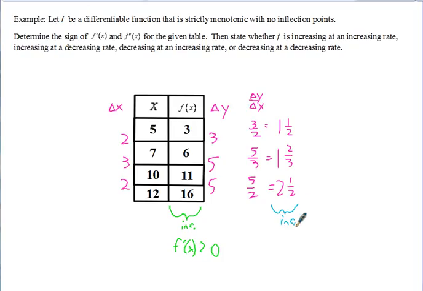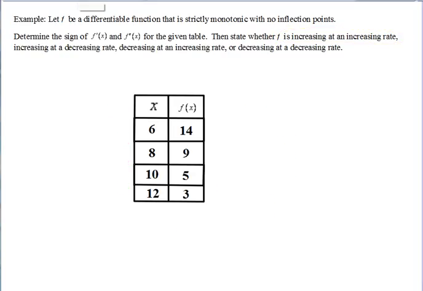So since the slopes are increasing, that must mean that f double prime of x is greater than 0. So this is an example of a function that's increasing at an increasing rate. F is increasing at an increasing rate. Take a look at another.